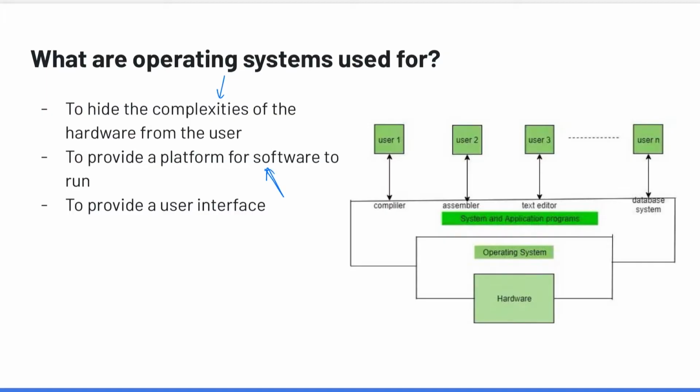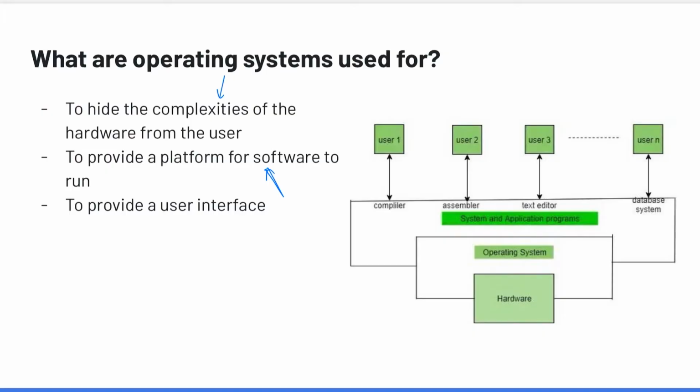Next, an operating system provides a platform for software to run on. So as we'll see later, there are a lot of tools that come with an operating system that programmers can use to build software. This means an operating system basically facilitates the use of simpler software that doesn't need to dive into all the intricacies of how the computer works, but can instead leave that up to the operating system.